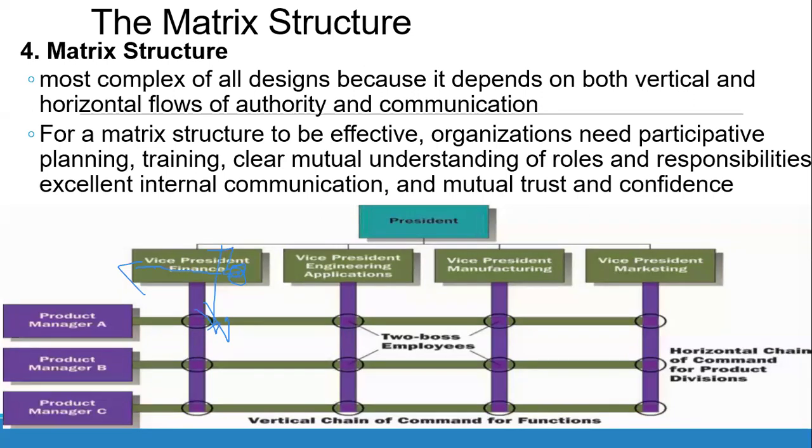So whenever the person in the middle here gets to report to the vice president engineering applications vertically, but also reports to the product manager A here, then we say that the person is reporting to two authorities, and that breaks the unity of command clause that has been submitted, that at any point in time, every employee is supposed to be reporting to only one superior.